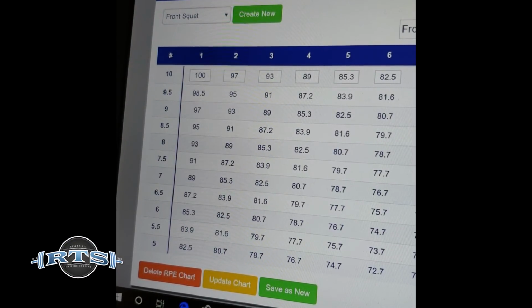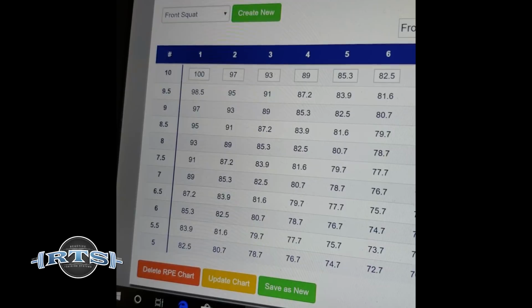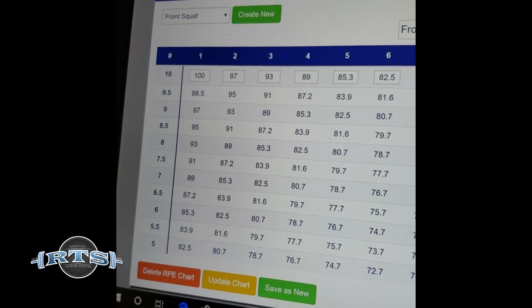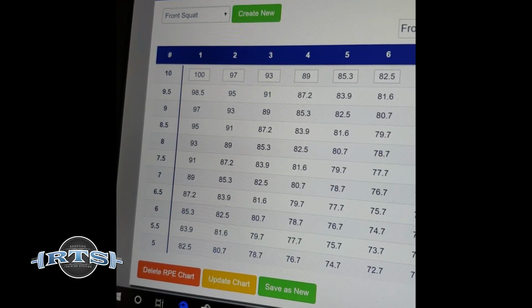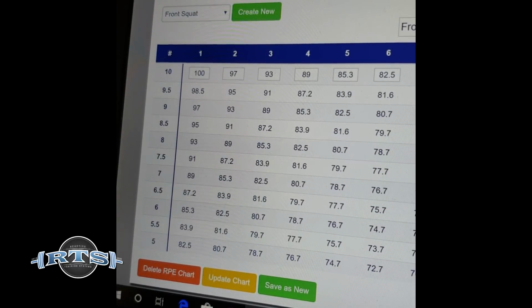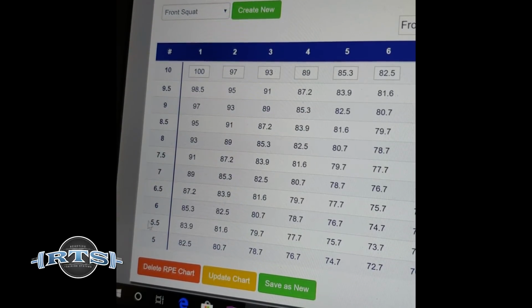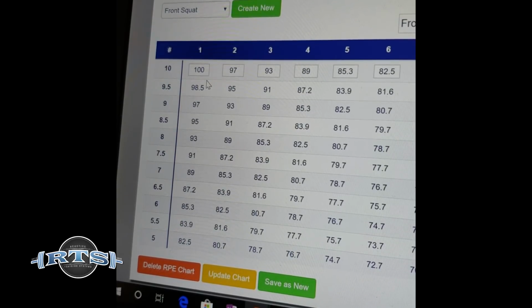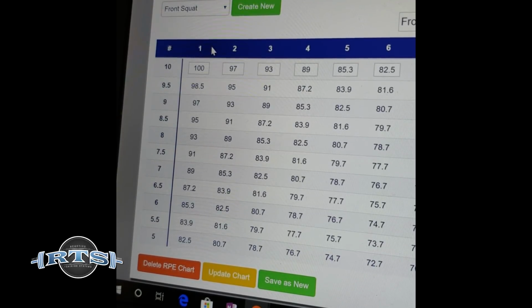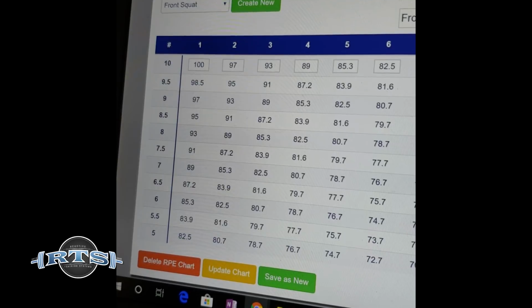So this is a RPE percentage chart that I use for my front squat, and this is part of the training log on the Reactive Training Systems website. You can create custom RPE charts and things of that nature. But what I'm going to be showing you here today is this helps us to understand the relationship between intensity, repetitions, and RPE. So across the top here, we have number of repetitions. And then down the side, we have the RPE, and in the middle, we have the intensities.